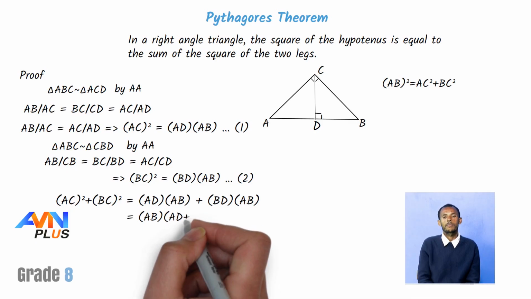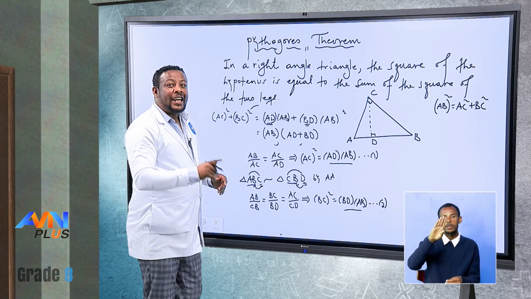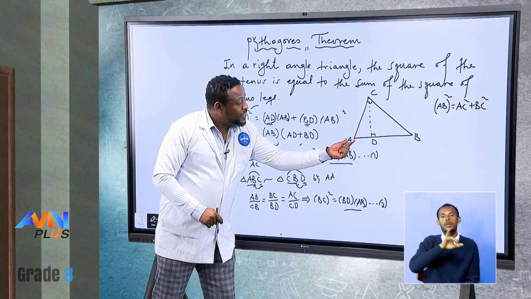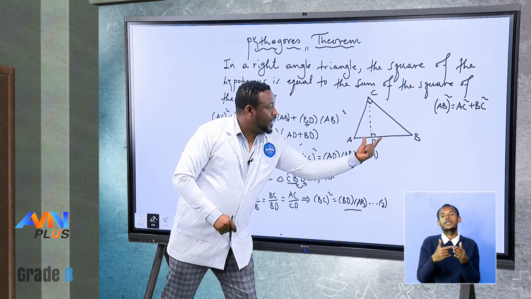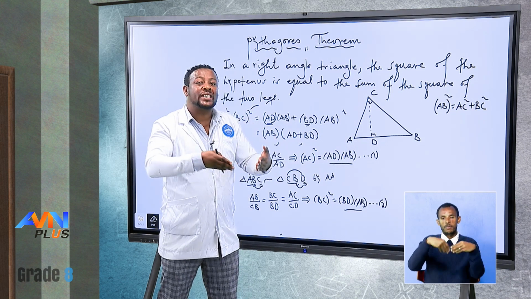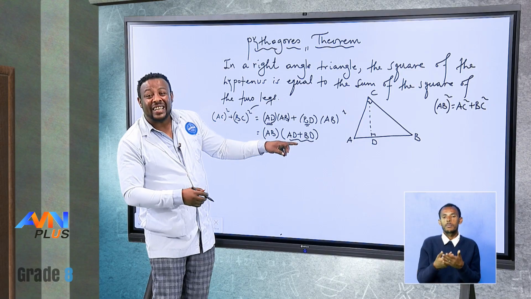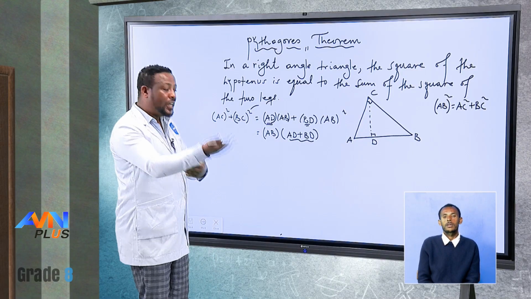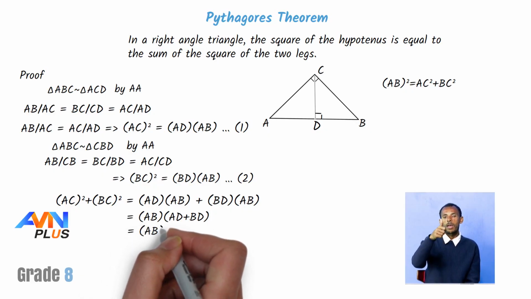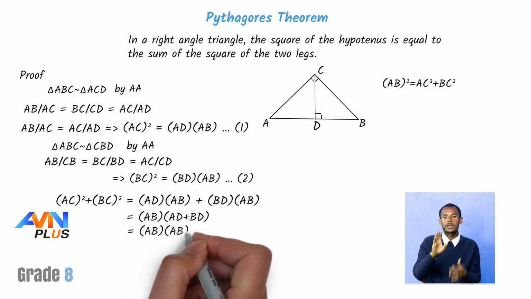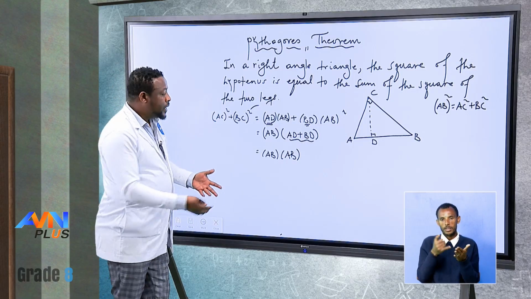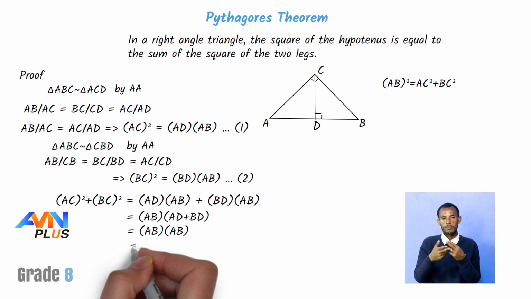So AD plus BD. Now look at what AD plus BD looks like. What is the sum of the segments AD and BD? The sum of these two segments gives us AB, which is the hypotenuse. In place of AD plus BD, you can substitute AB. So this becomes AB times AB, right? The product of something with itself is a square, so AB times AB is AB square.